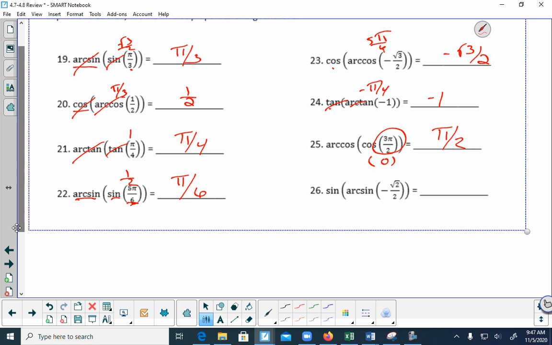Number 26, when is the sine equal to the negative square root of 2 over 2? And you're going to say that's going to be negative pi over 4. And what is the sine of negative pi over 4? And you're going to say negative square root of 2 over 2. So normally, if they're inverses, you can cross them out. But you have to be careful in cases like this where the domain is not met. So you have to watch out for that.